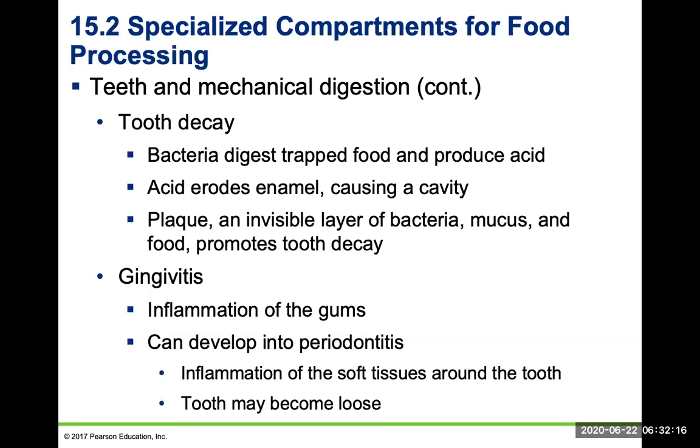Tooth decay can be common as we get older, where bacteria digest trapped food and produce acid, and that'll erode the enamel, causing a cavity. So this happens not only when we get older, but also in young kids. Plaque is an invisible layer of bacteria, mucus, and food, and that can promote tooth decay. So that's why you want to brush your teeth twice a day at least. Gingivitis, we have another itis word, is inflammation of your gums. It can develop into periodontitis, which is inflammation of the soft tissue around the tooth, and it can cause the tooth to become loose and eventually fall out.